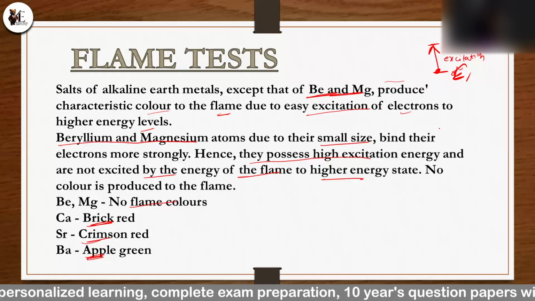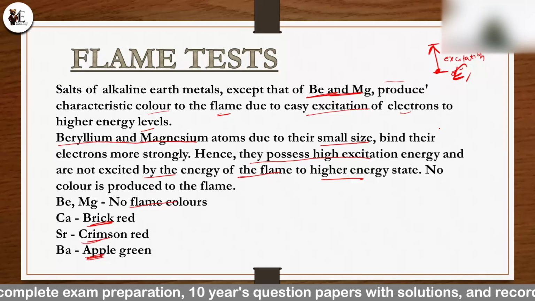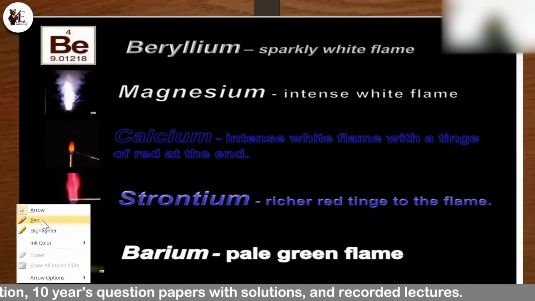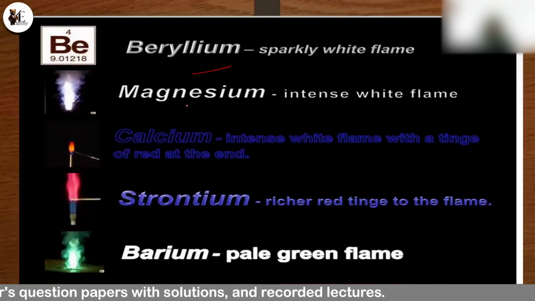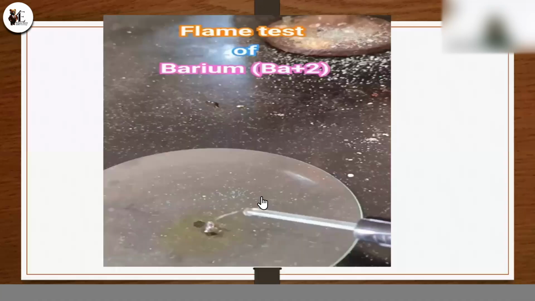It is clear. Write it down. So you can see here that beryllium and magnesium do not impart any color. Calcium gives an intense white flame with a tinge of red at the end. Strontium gives a red tang, and barium a pale green flame.